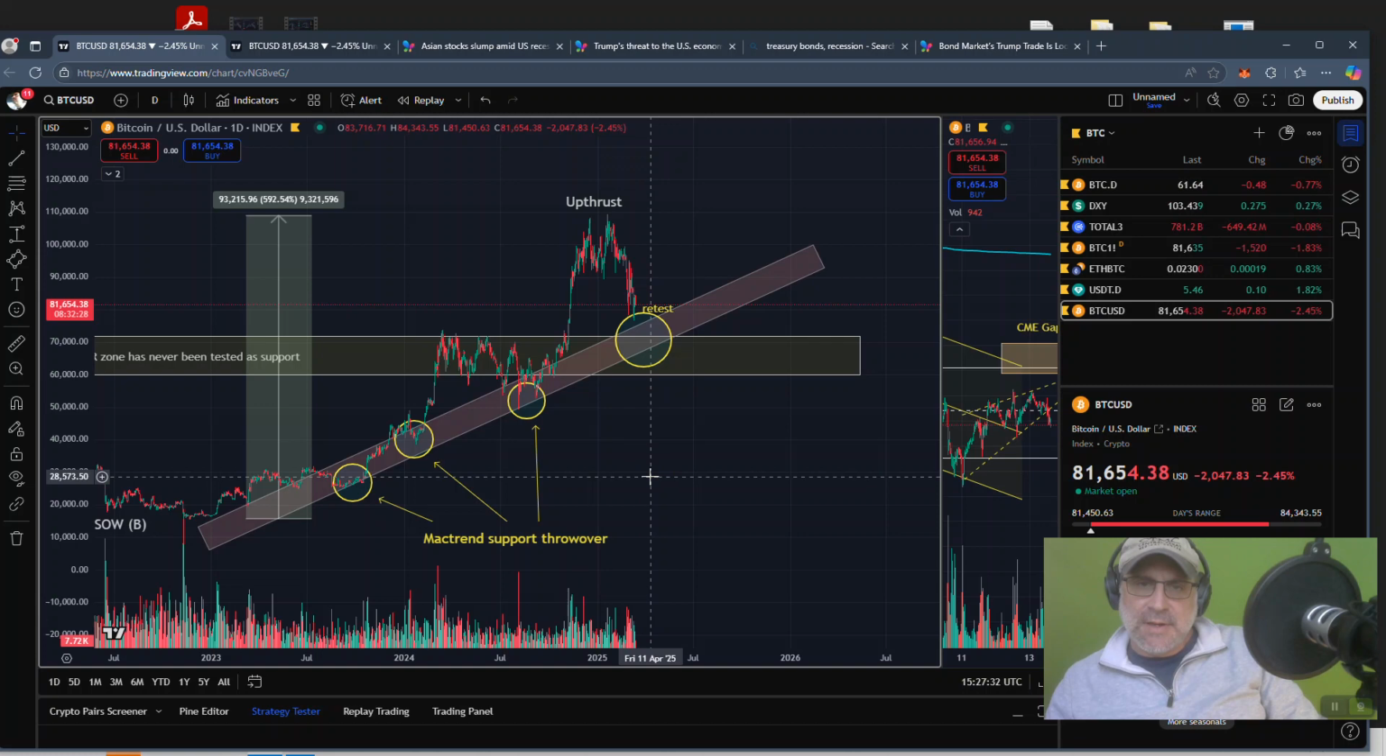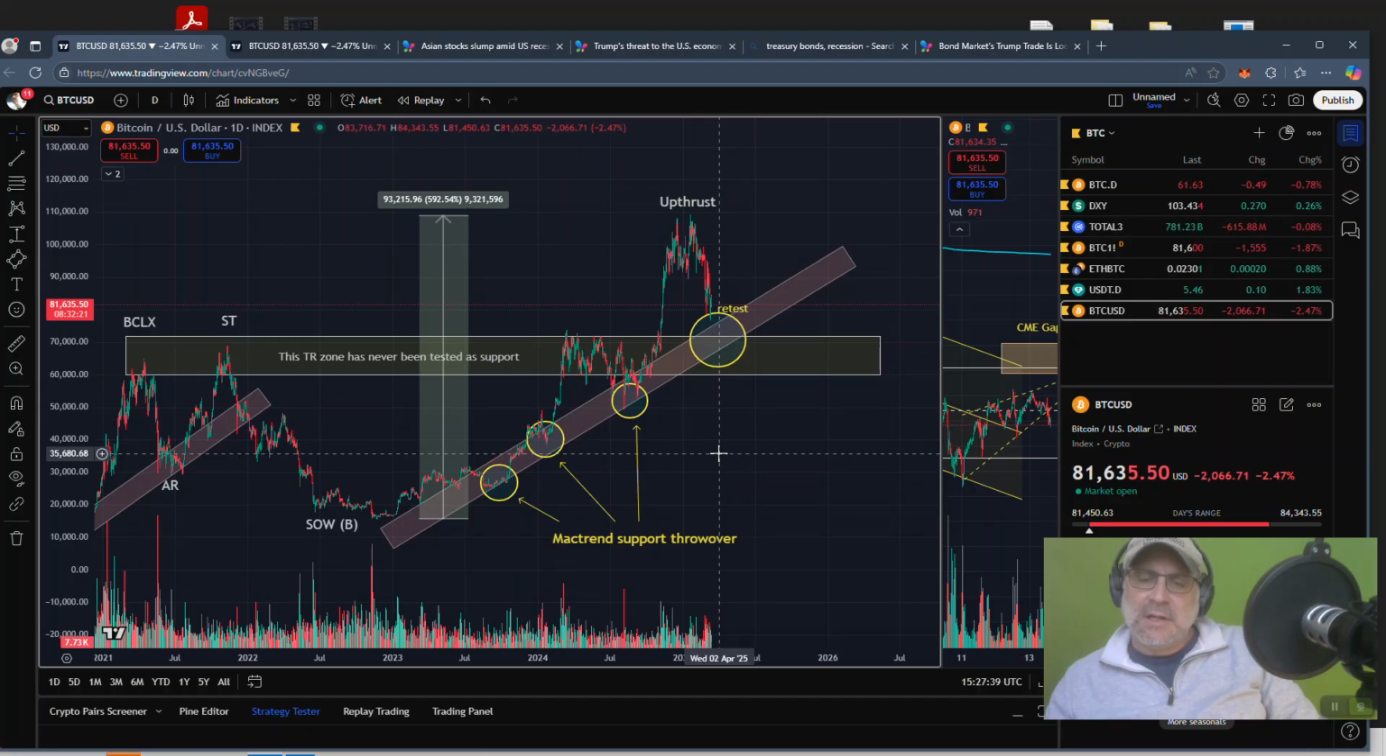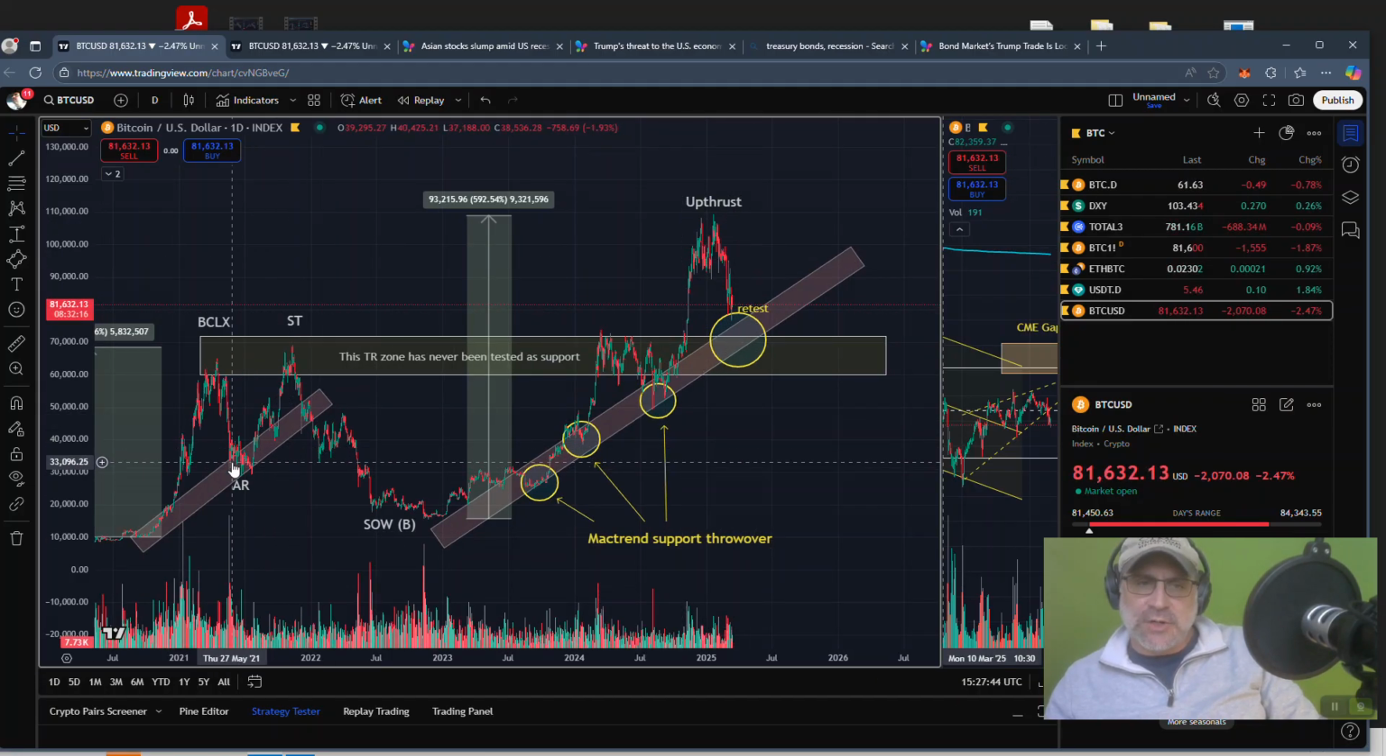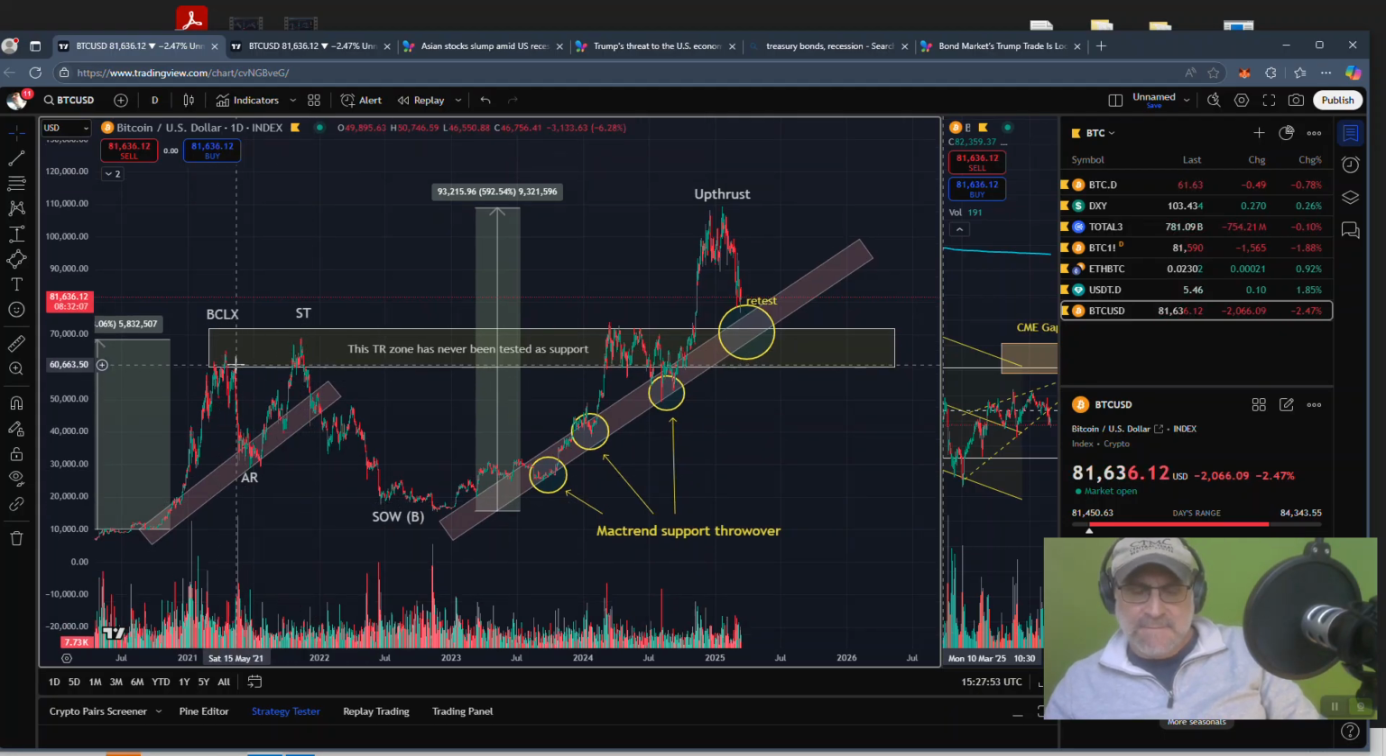Okay, this left shoulder here, this is the consolidation prior to the Trump pump. And of course, this is the head, big head. And now we're coming down for a shoulder. Now, before we get to the shoulder portion, I just want you to notice that this support line here that spans all the way back to the buying climax of the first cycle of March of 2021, spanning through the secondary test and all the way to the bull flag that we had last year.